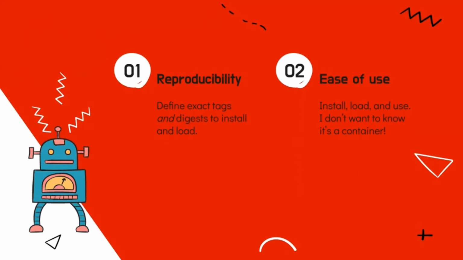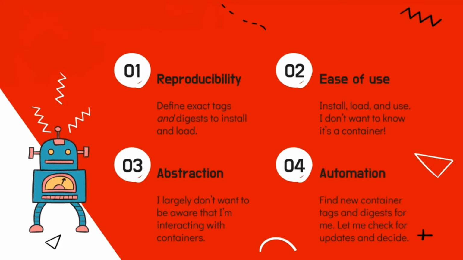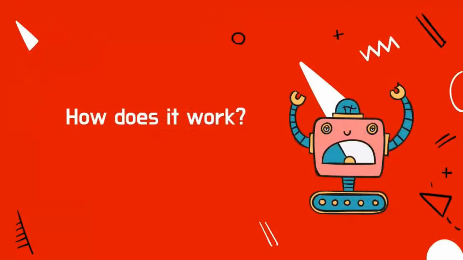So you clone the repository, you load it and use it. I don't even want to know that I'm interacting with a container. I wanted a certain level of abstraction. I wanted to have a really complicated command, for example, to run a Jupyter notebook, to just look like a single command to run. And then finally, I wanted automation. So obviously digests and tags change all the time, and I didn't want to have to think about this. I wanted some robot, etc., to handle this for me. Let's jump into this. How does this work?